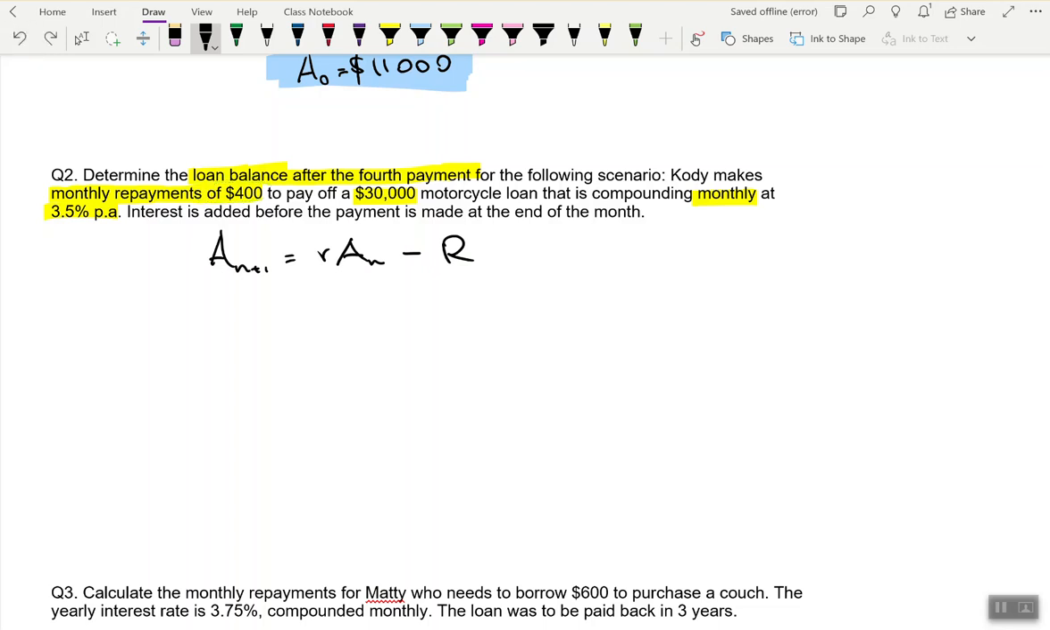Okay, so again I need to find R first. 1 plus I over T over 100, so that you can remember that T is the compounding periods, which is monthly, so that T will be equal to 12.